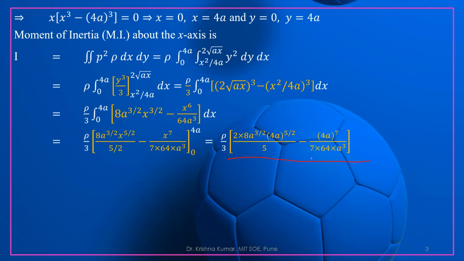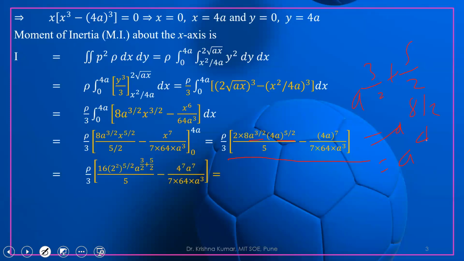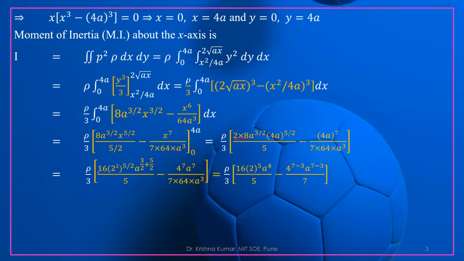Now we have to simplify this part. Now just look here, it is a to the power 3 by 2, a to the power 5 by 2. So a to the power 3 by 2 plus 5 by 2, so it is a to the power 8 by 2, means a to the power 4. What we are getting, just look here. So this 8 into 2 is 16. We are getting 16. 4 to the power 5 by 2. So 4 means 2 squared to the power 5 by 2, so that this 2 will cancel. And next a to the power 3 by 2 and 5 by 2, so it is a to the power 4.